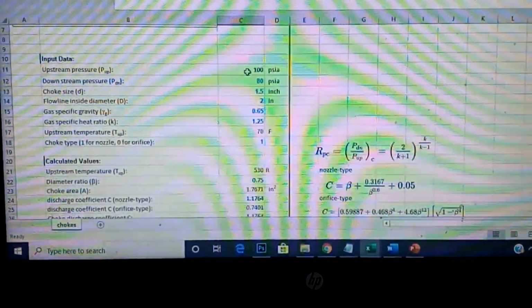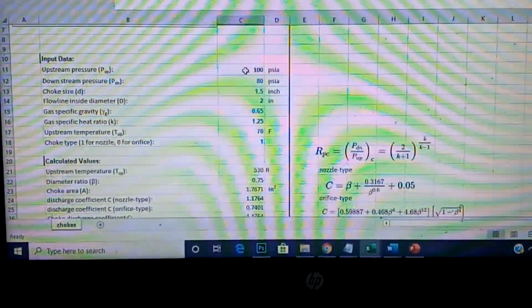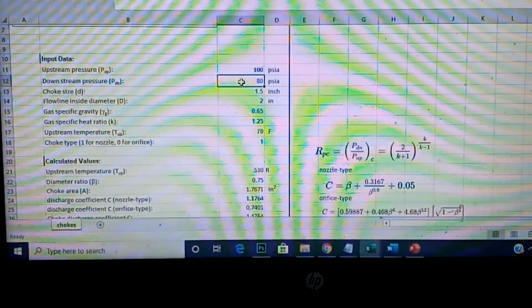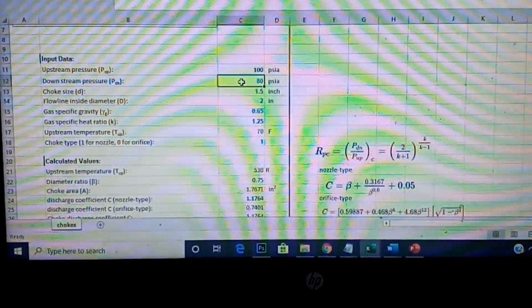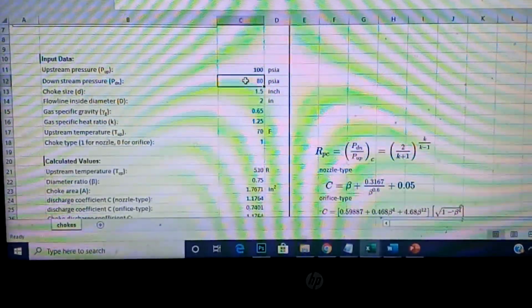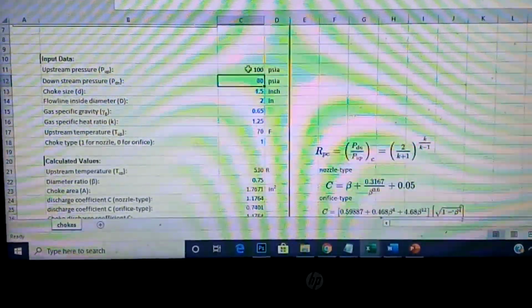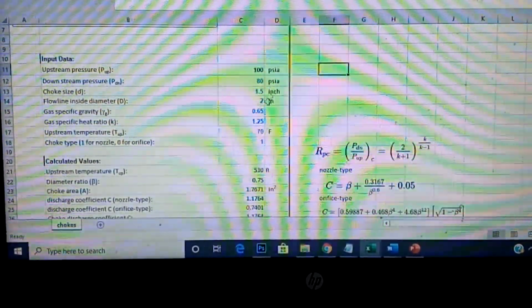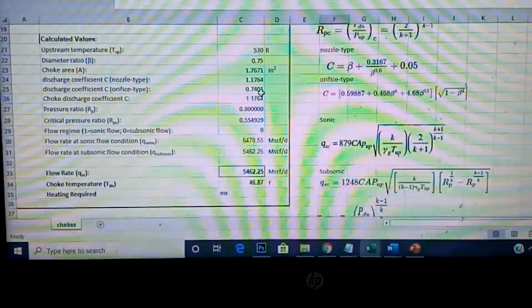What I'm going to do is I'm going to keep the upstream pressure at 100. I'm going to start changing the downstream pressure. I will start from 0. The downstream pressure can never be greater than 100. So I'm going to go from 0 to 100 and see how the flow rate changes. Okay, next video.